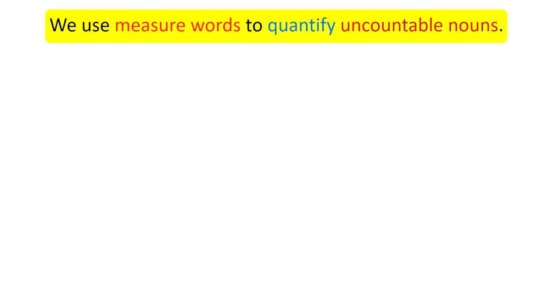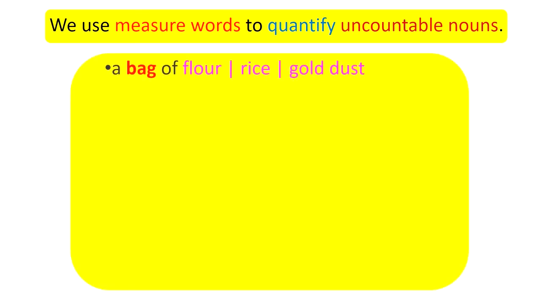We use a measure word to quantify uncountable nouns. That means to make uncountable nouns countable, we add a counting word such as a unit of measurement. This counting word is known as measure word. For example, a bag of flour, rice or gold dust. Here, flour, rice and gold dust are uncountable nouns and bag is a measure word.